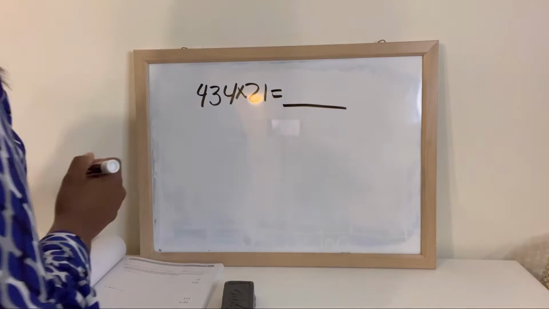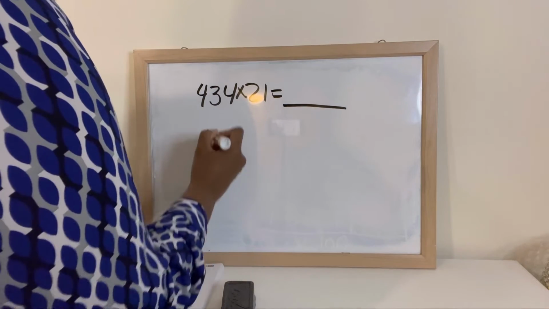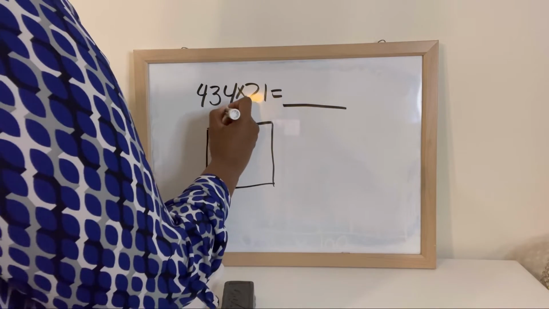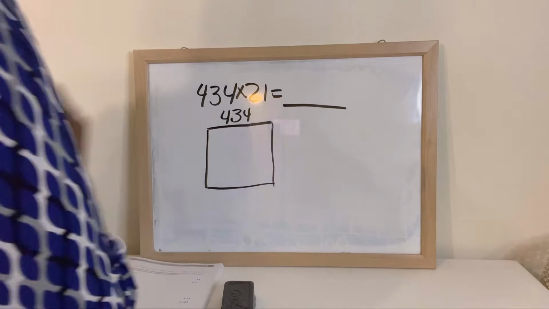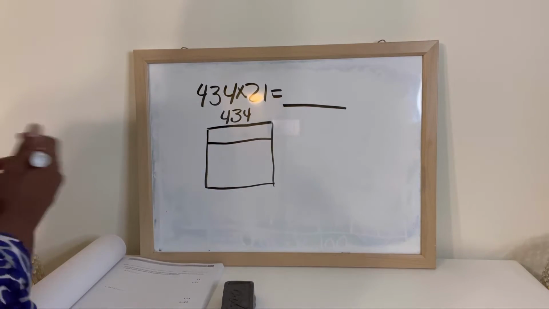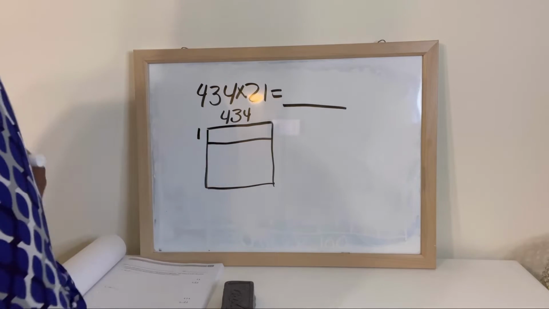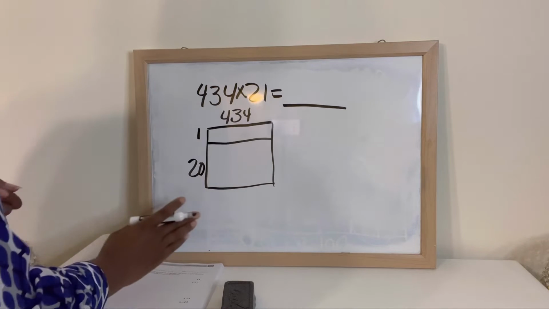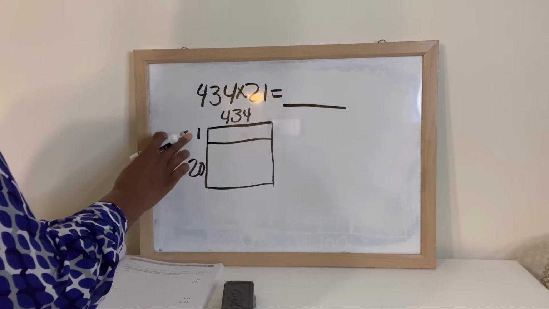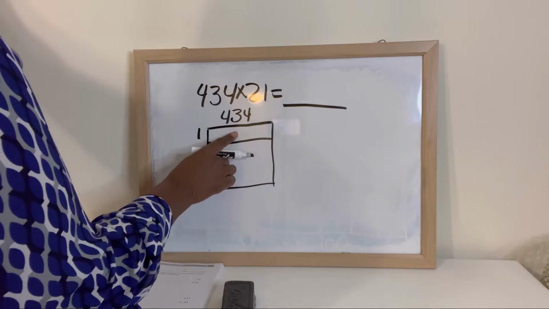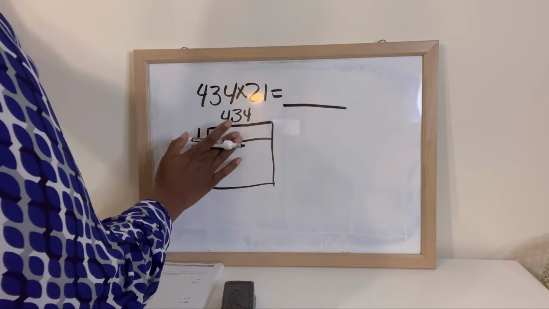So here again, we're using our area model. We're going to draw a box. We're going to write 434 here. And then again, we're going to split this box in half. We're going to put our 1 here and our 20 here. So we're representing the 21 as 20 plus 1, okay? Now that we have done that, we're ready to multiply. We'll start here, or it really doesn't matter where you start, but we'll start here.